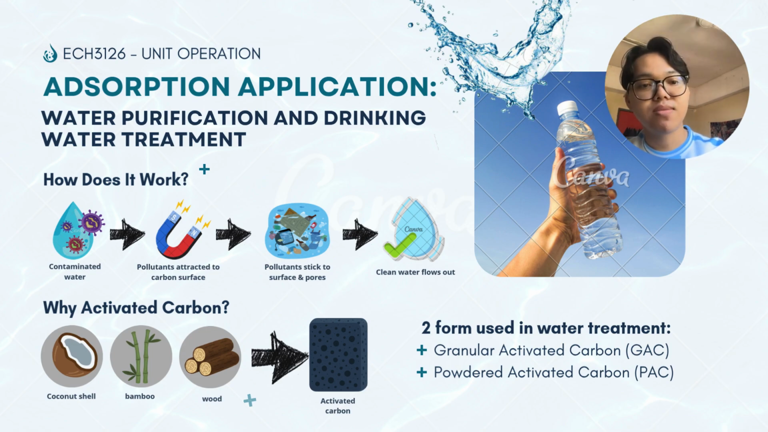The process is simple. Contaminated water flows to the activated carbon. The pollutants are attracted to the carbon surface and stick to it. Then clean water flows out. There are 2 forms used in water treatment. First is granular activated carbon or GAC. This works like sand in a filter. Water trickles through slowly, giving pollutants time to stick. And second is powdered activated carbon or PAC. This is mixed directly into the water, then removed later with the pollutants attached.